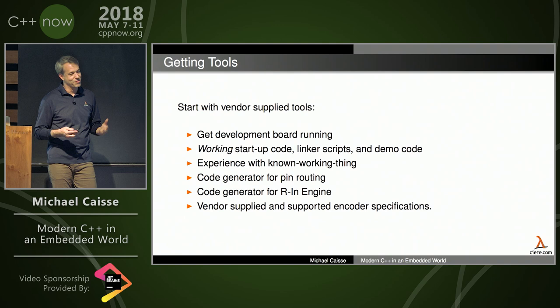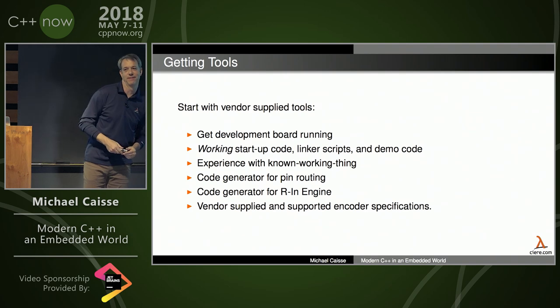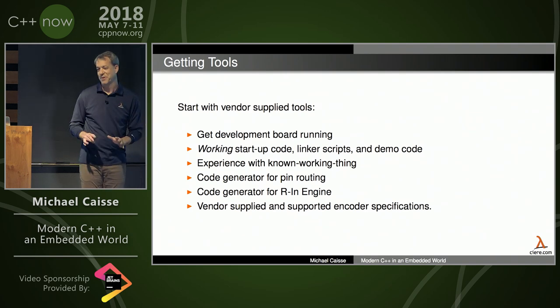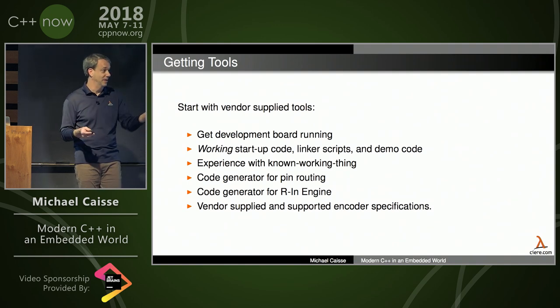There's also a code generator for, in this case, this RN engine. That's the M3 processor. And then this working startup code, linker scripts and demo code. Working is very subjective. You would never want to ship with what comes. You're going to spend a lot of time vetting that and making sure it does what you expect, but it's going to boot and do something. You're going to make lines wiggle and things of that sort.